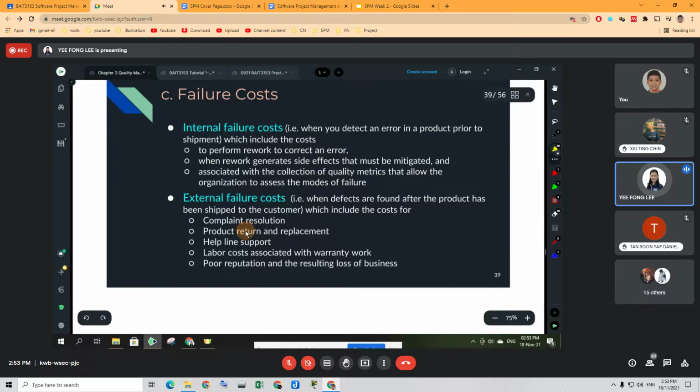External failure costs are incurred to remedy defects discovered by the customer. So how do they know? The customer will make a complaint. The customer will return it. They will call up the helpline and make a complaint, and then there are expenses, labor costs associated with warranty work, and poor reputation.